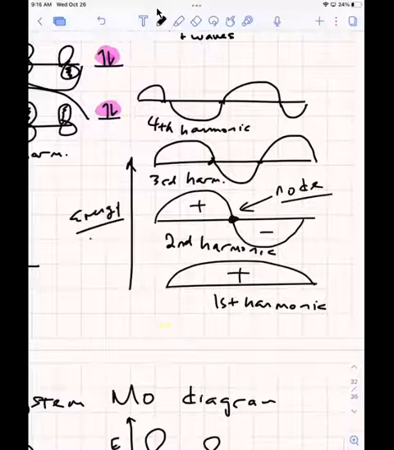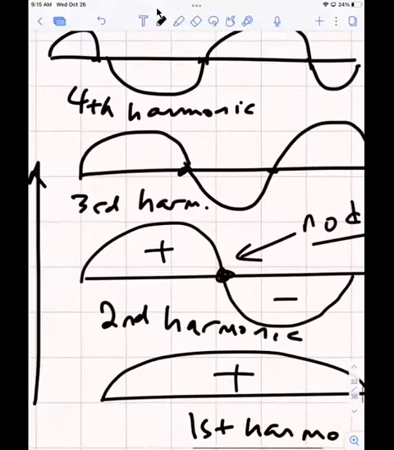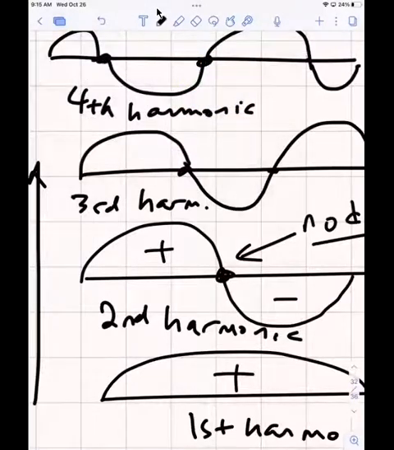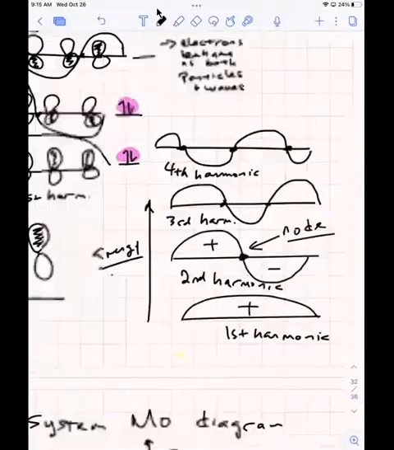And the first harmonic, that's the lowest energy level. And then the frequency increased going to the second harmonic. So it passes through zero once. Third harmonic passes twice. Fourth harmonic, it passed through, let me make sure that's visible, 3 times. So you got 3 nodes.